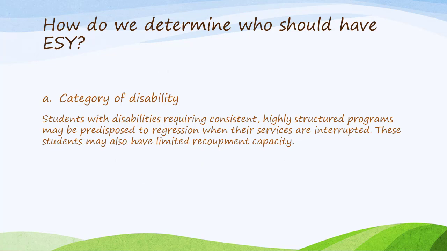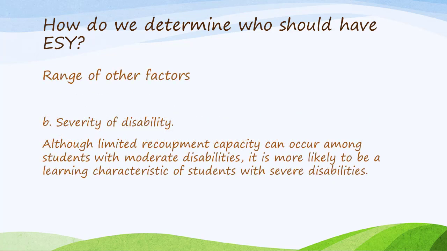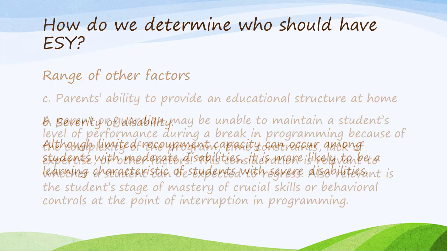When we're talking about category of disability, we need to know that students with disabilities that require consistent and highly structured programs may be predisposed to regression when their services are interrupted, and that these students may also have limited recoupment capacity. When we're talking about severity of disability, although limited recoupment capacity can occur among students with moderate disabilities, and as I mentioned before, lots of people have regression without recoupment. When I come back from winter break, it generally takes me a minute or two to remember my passwords. We need to know that it's more likely to be a learning characteristic of students who have these severe disabilities.